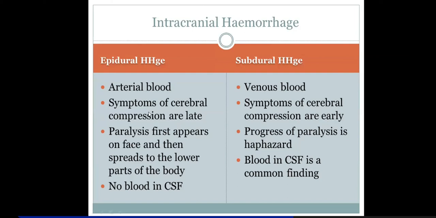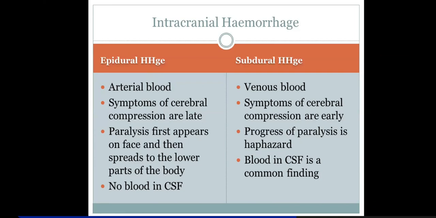Okay, now this blood obviously doesn't settle at one point, rather it spreads. In the same lecture I was talking about how to evacuate that clotted blood by drilling a hole in case of middle meningeal artery hemorrhage. How and where to drill those holes in case of the anterior division of the middle meningeal artery and in case of the posterior division. So somewhere or other, the clotted blood will spread, right? Another point is that in epidural hemorrhage, paralysis first appears on the face and then spreads to the lower part of the body.